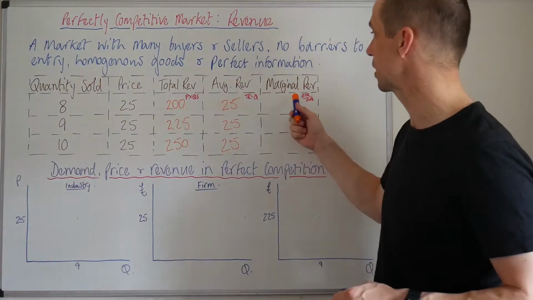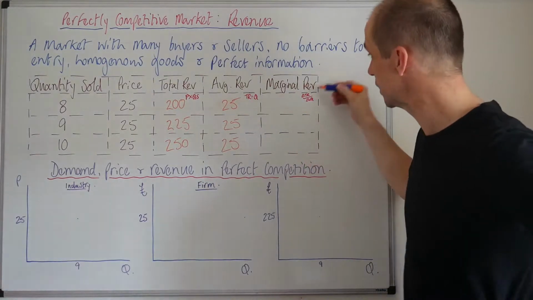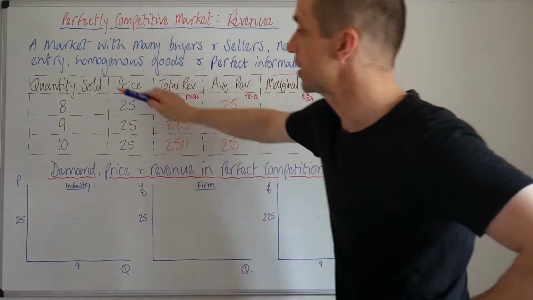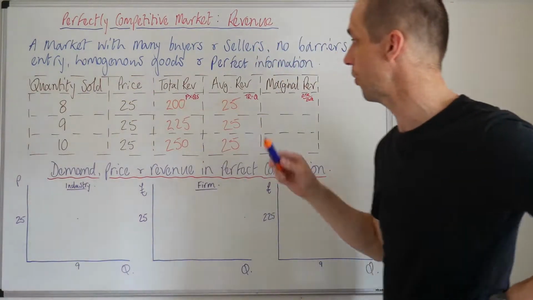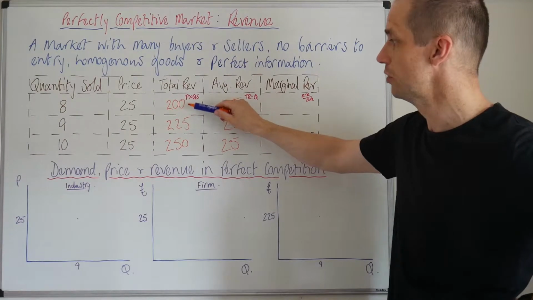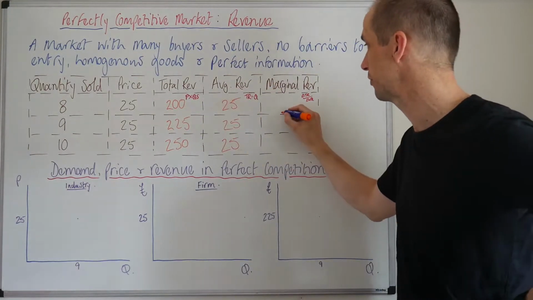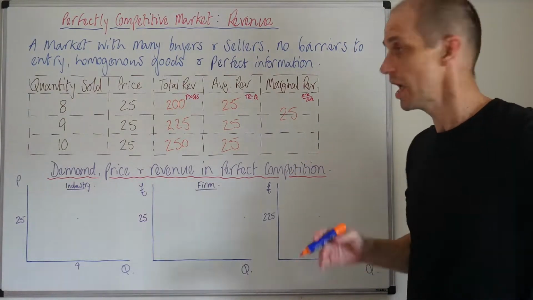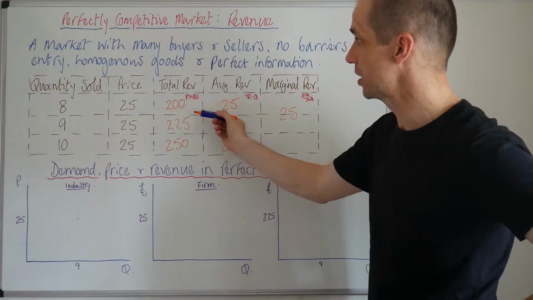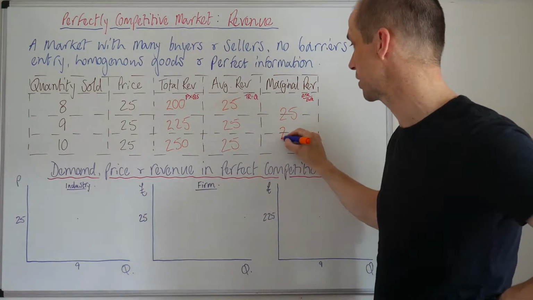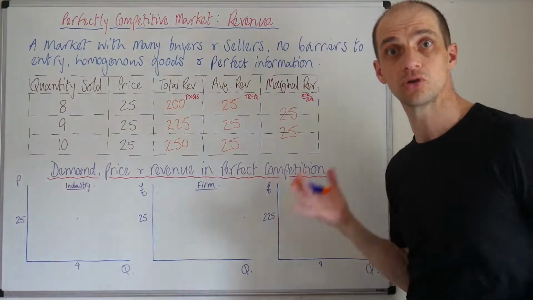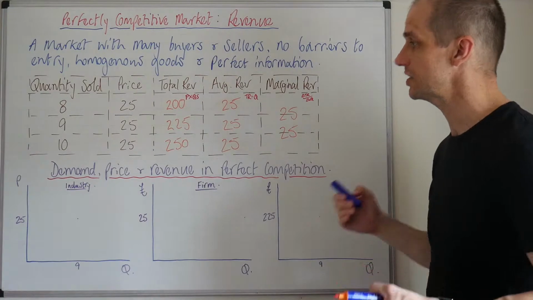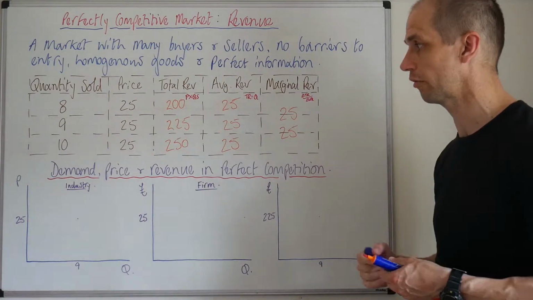Okay, let's now take a look at the marginal revenue. So this is the change in the total revenue divided by the change in quantity sold. So we can see that we're going from 8 to 9. The total revenue goes from 200 to 225. Therefore, our marginal revenue, and I am putting it in the margin here, is 25. Once again, we see the total revenue go up by 25, so therefore we can see that the actual marginal revenue once again is 25. Okay, nice and straightforward.